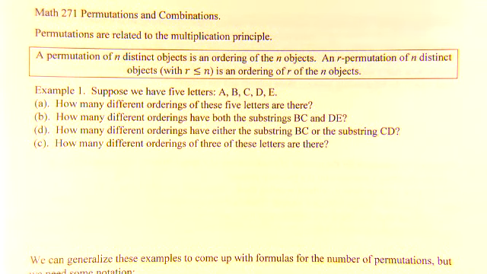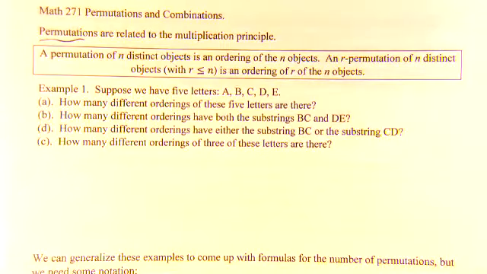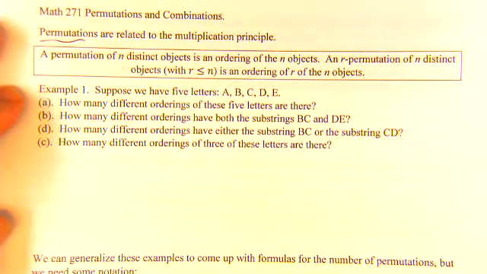So permutations is something that's related to the multiplication principle. A permutation of n distinct objects is an ordering of the n objects, and our permutation of n distinct objects is an ordering of n out of n. So that's the definition. How does it actually work?